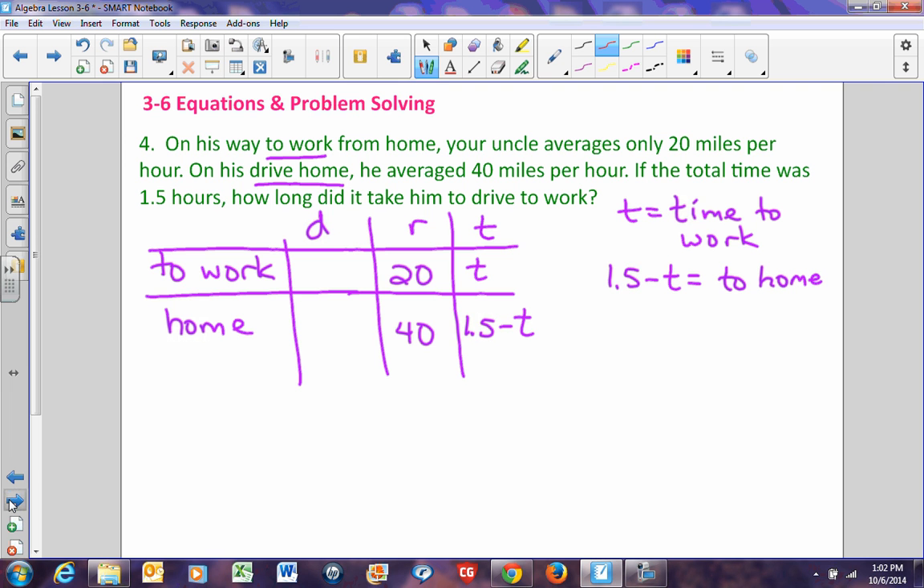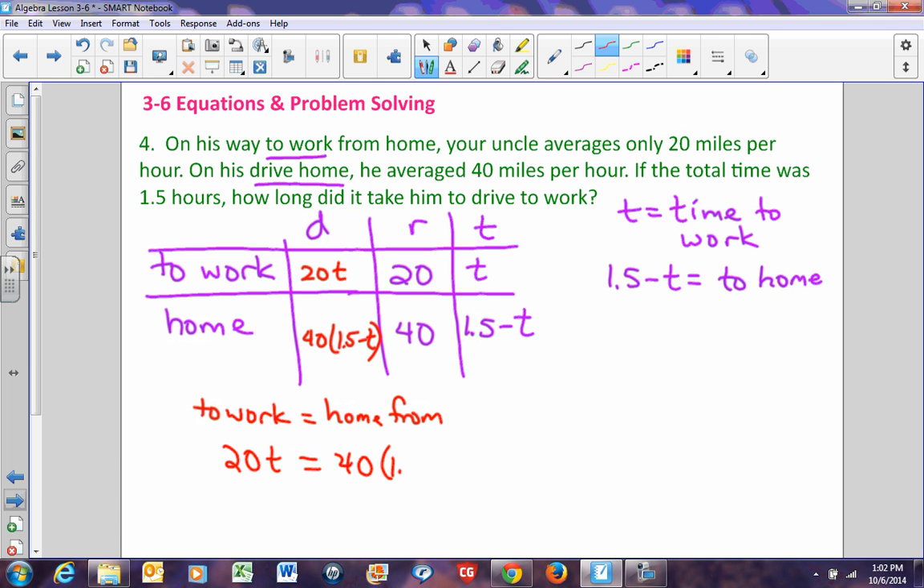So if you really want to have some fun, you can say the distance is equal to 20t because distance equals rate times time. And here it's going to be 40 times 1.5 minus t. So you can either put in D across those two, or you can actually figure it out, distance equals rate times time. His distance to work and his distance home from work are the same, so the distances are equal. So the distance to work, 20t, has got to equal the distance home from work, 40 times 1.5 minus t. I just need to solve this equation now.